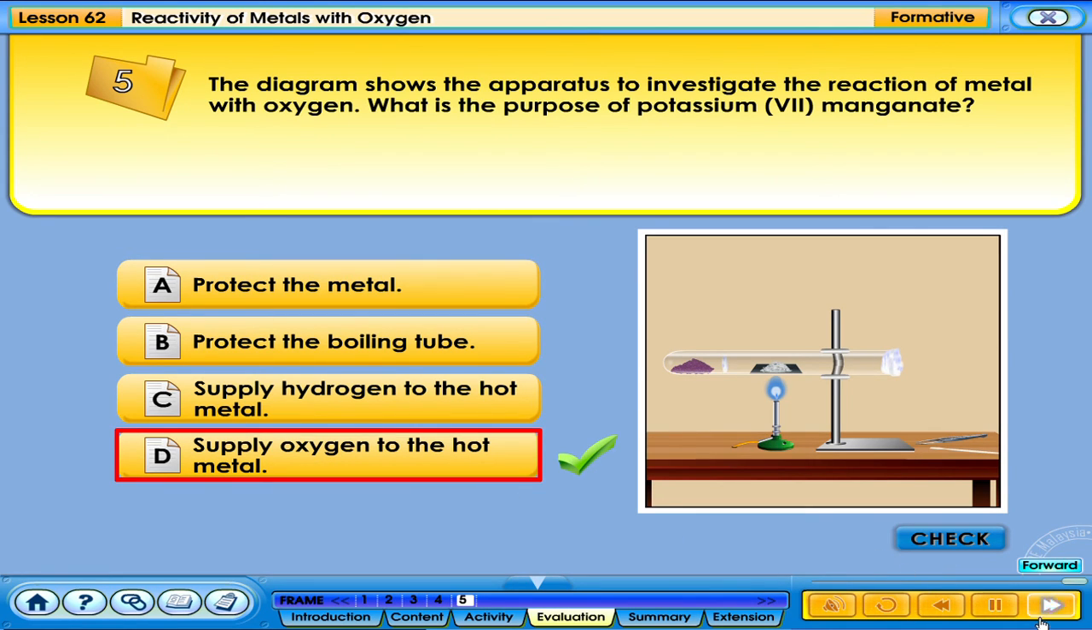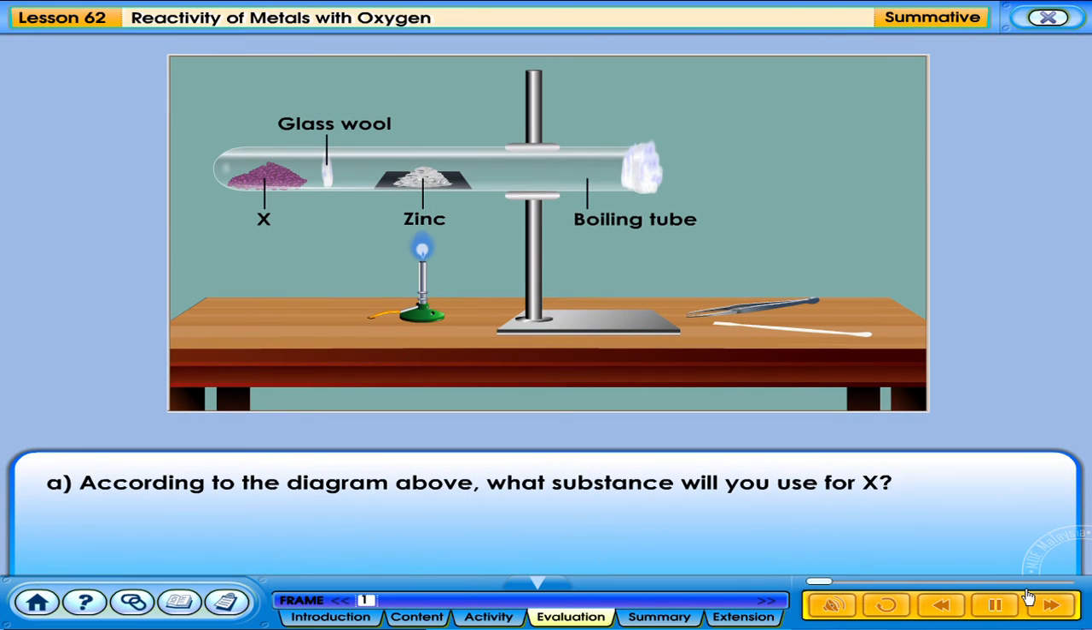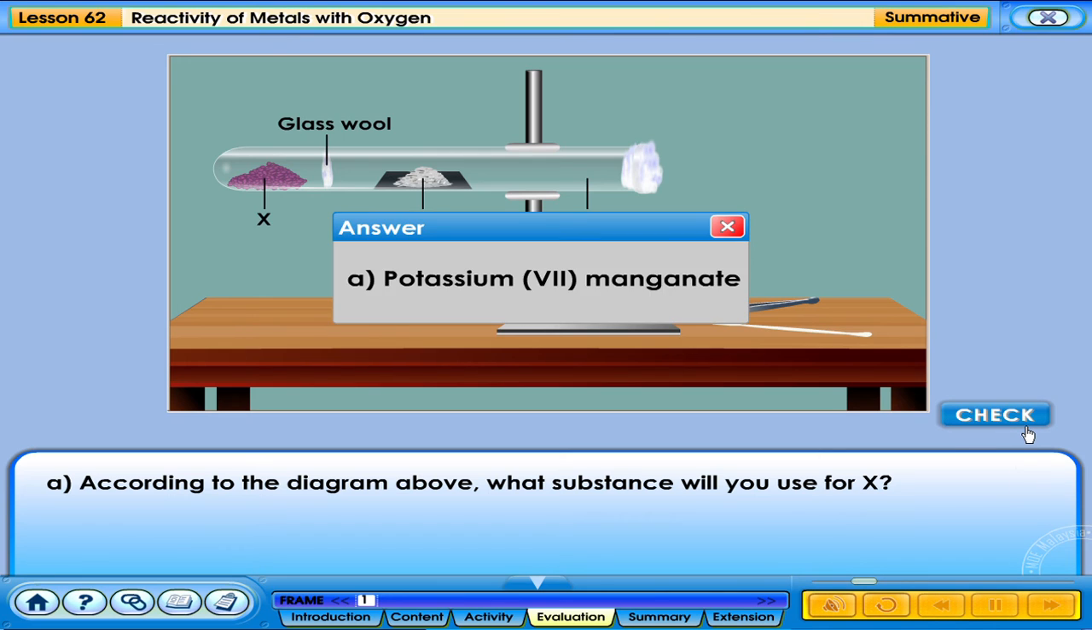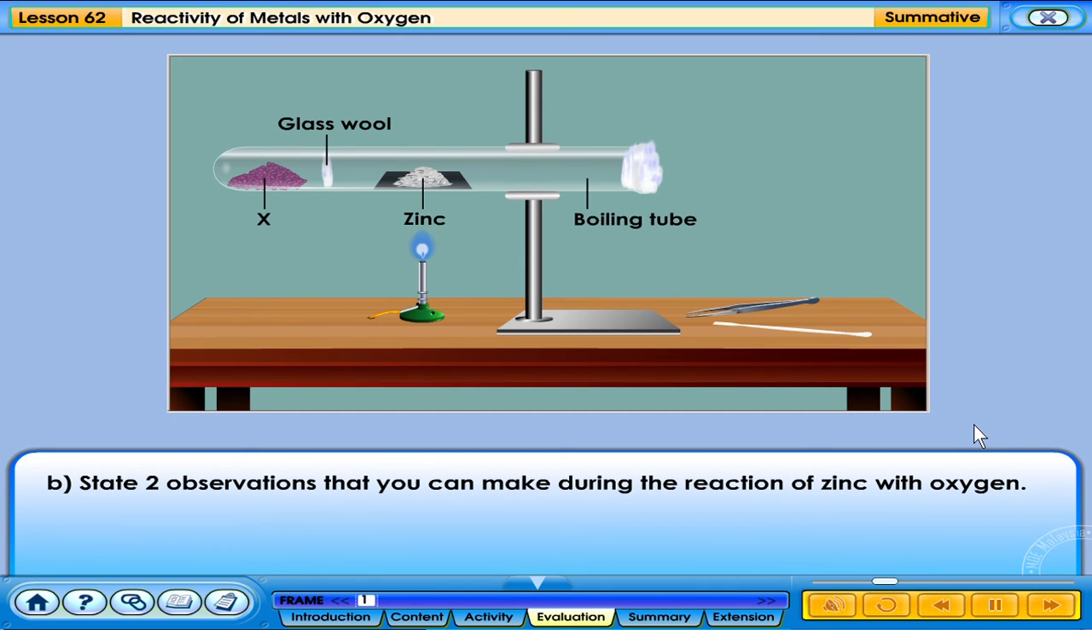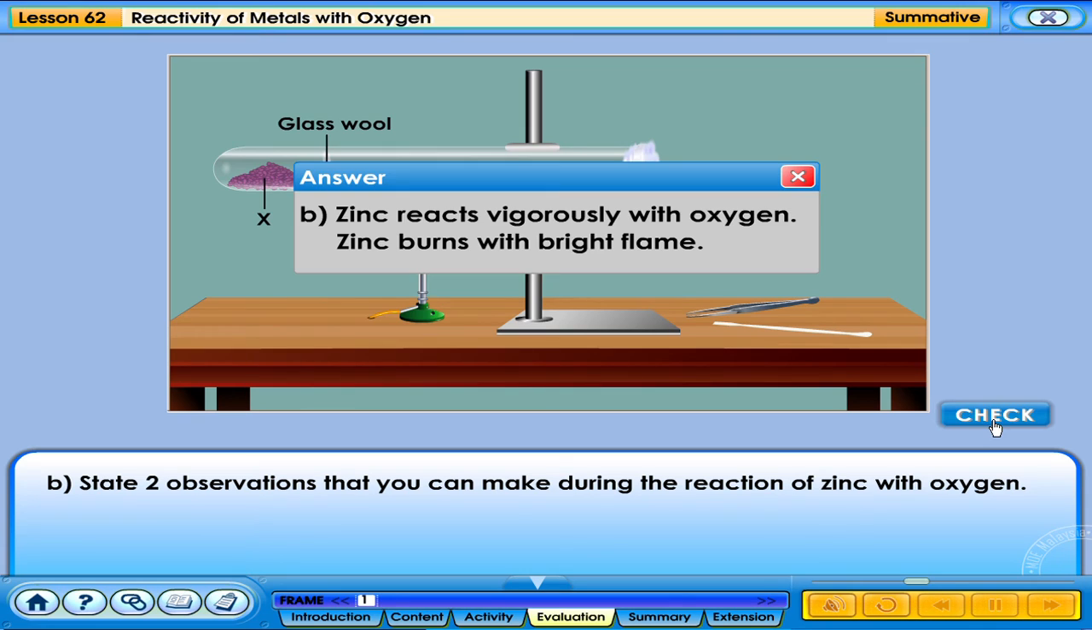Your answer is correct. A. According to the diagram above, what substance will you use for X? A. Potassium manganate(VII). B. State 2 observations that you can make during the reaction of zinc with oxygen. B. Zinc reacts vigorously with oxygen. Zinc burns with a bright flame.